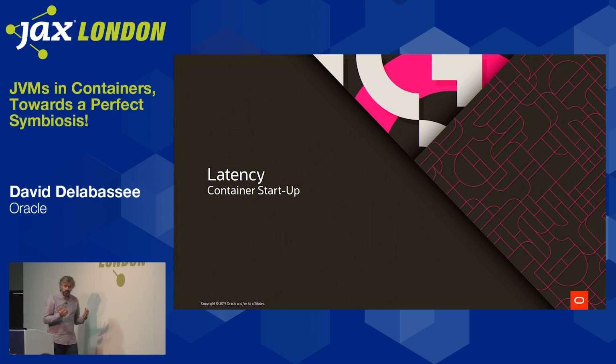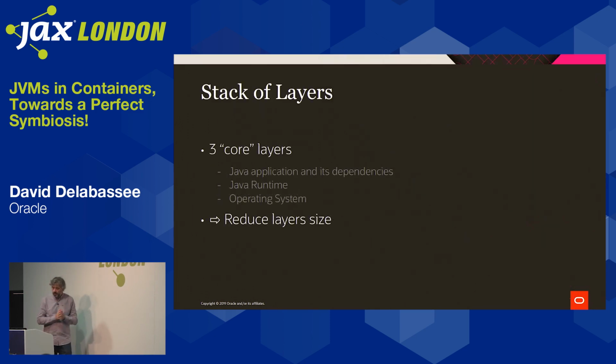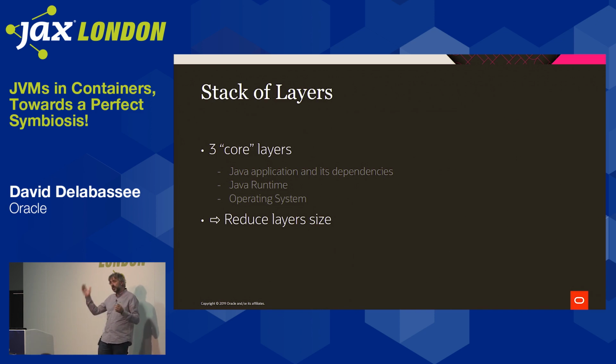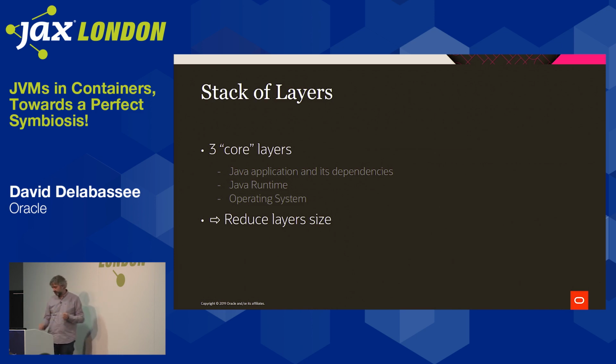So if we look at the container level, we have to keep in mind that a container is made of different layers that are stacked together, and that will form our container image. At the lowest level, we have the operating system layer. Then on top of that, we have what I call the Java runtime layer, and on top of that, we have our application, so our Java code and possibly some dependencies that are needed by our Java application. And the main goal is really to try to reduce as much as we can those layers.